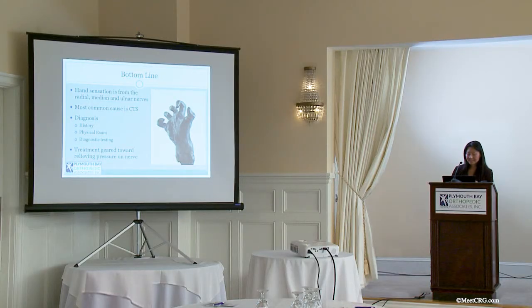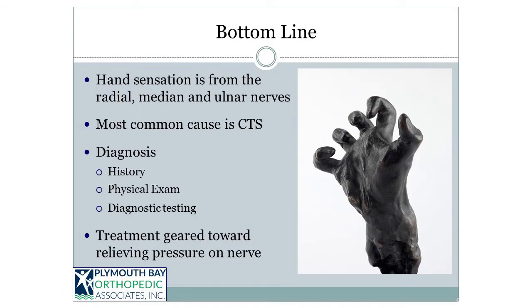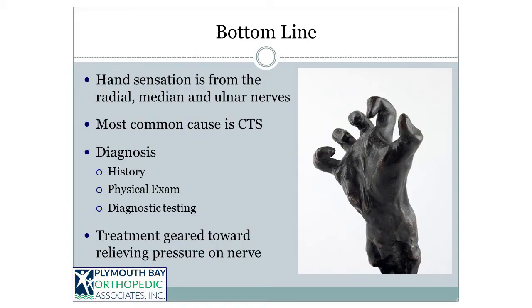So bottom line, sensation in the hand comes from 3 main peripheral nerves: radial nerve, median nerve, the ulnar nerve. The most common cause of hand numbness that I see is going to be carpal tunnel. The diagnosis of this is basically on history and physical exam more than anything else, but you can also do diagnostic testing as well. And the treatment for any of these neuropathies, non-operative or operative, is really to take pressure off that nerve.